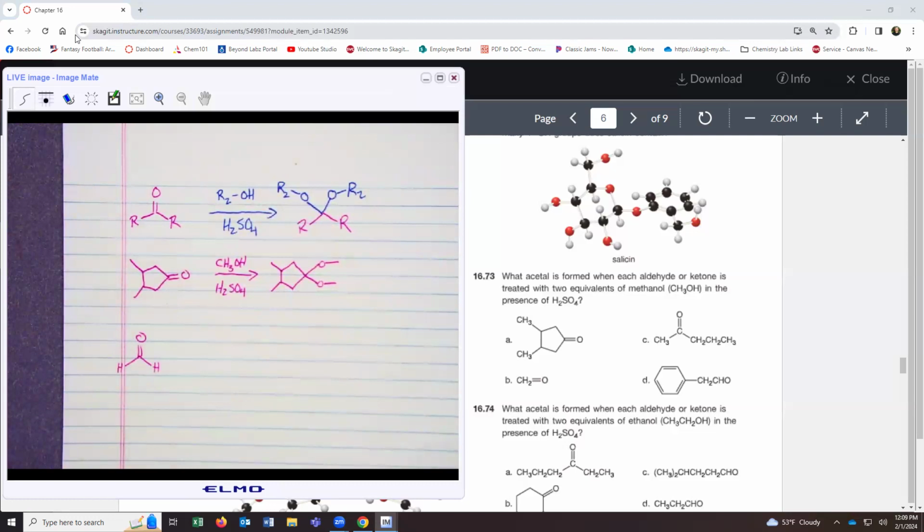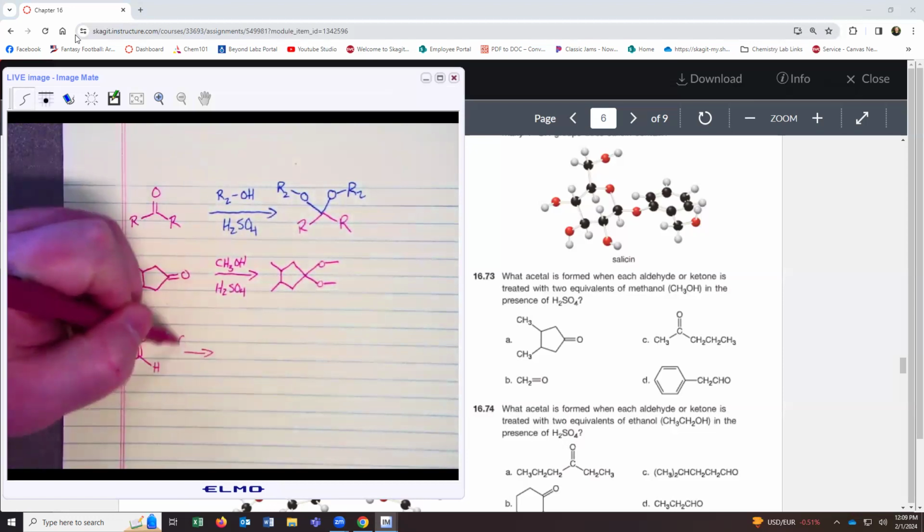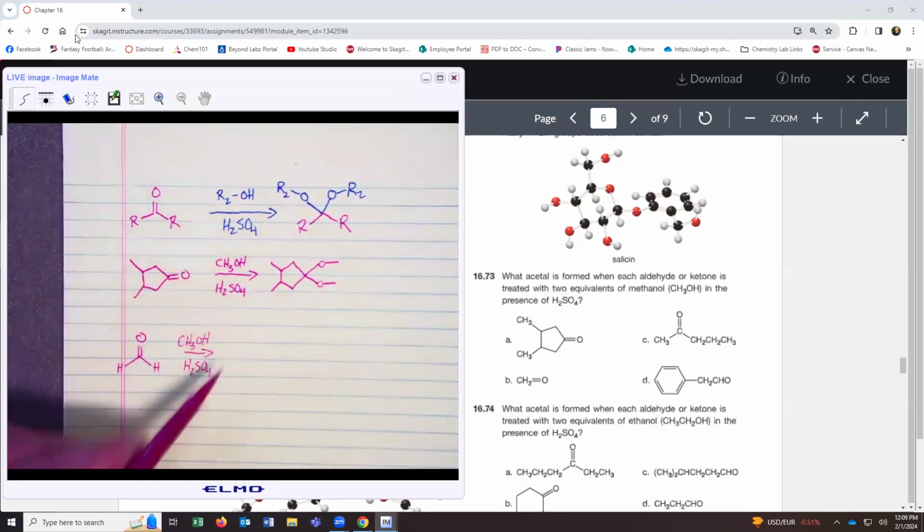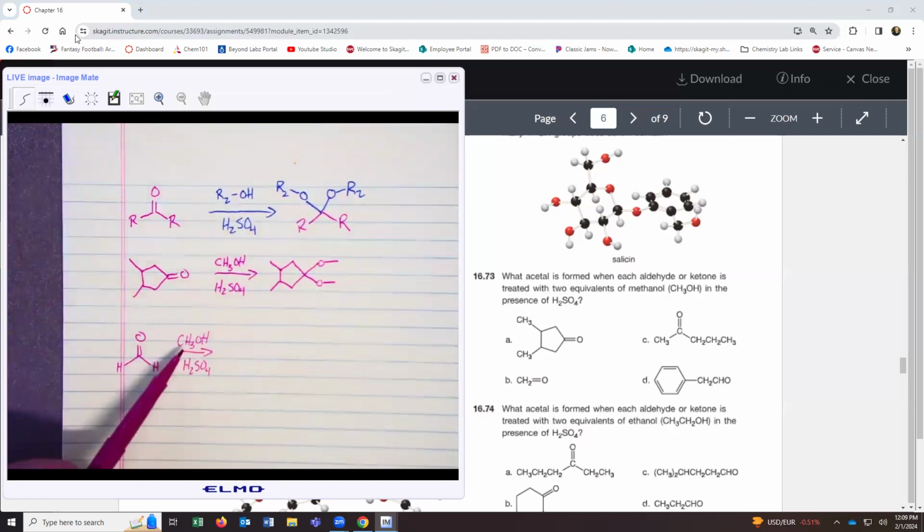So B is a little bit harder because this is the smallest aldehyde that we could possibly get. So I've drawn the aldehyde from B for problem number 73. If we treat that with methanol and H2SO4, now note that you might see the reaction looking like this and have to realize that because it's an aldehyde or a ketone, you're going to use 2 of these. It might not tell you. Yeah. All right.